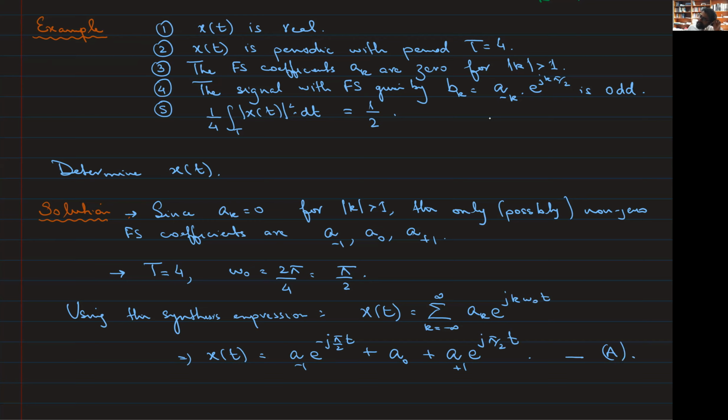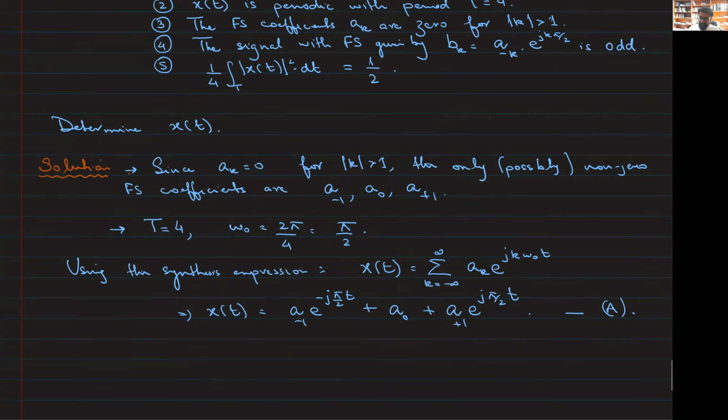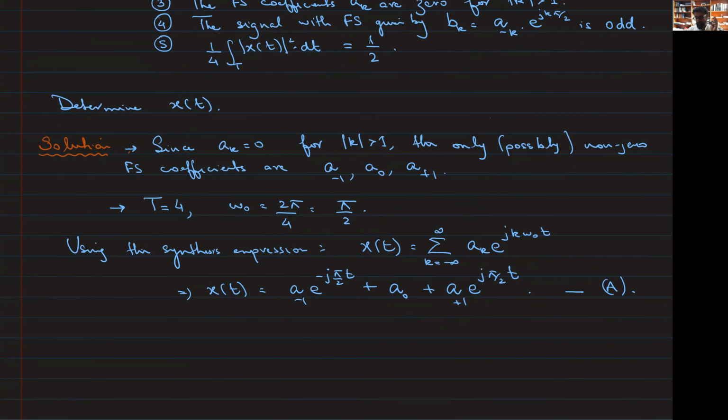So what do I need to determine? In order to determine the time domain signal, if I can somehow determine these 3 coefficients, A minus 1, A naught, and A plus 1, that would be enough for me to determine x of t itself, right? So we only need to determine A minus 1, A naught, and A plus 1. And if we can do that, that means we know the entire time domain signal, right? Now the question is, how do we determine what A minus 1 is, what A plus 1 is, and what A naught is? Here, using some of the properties that we've derived, right?